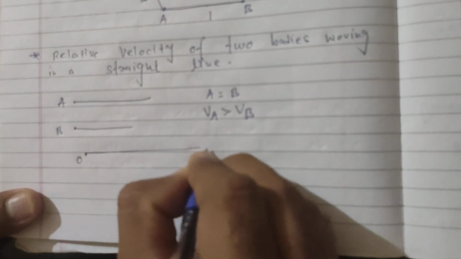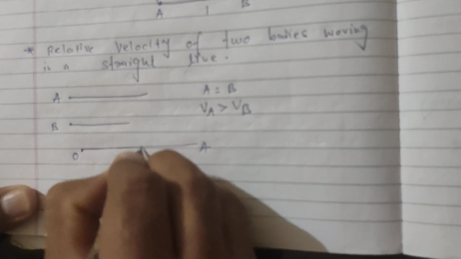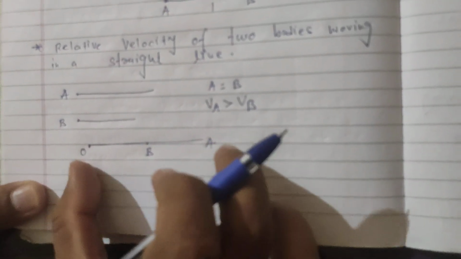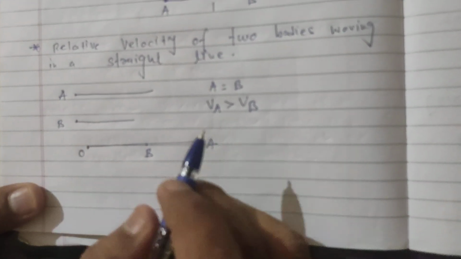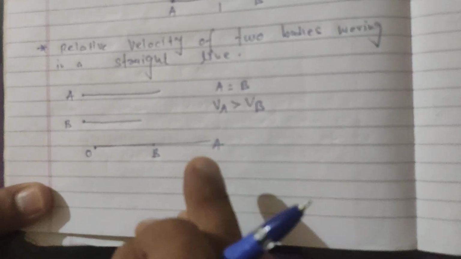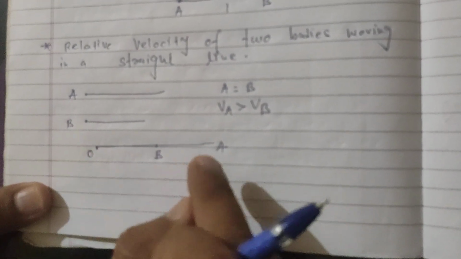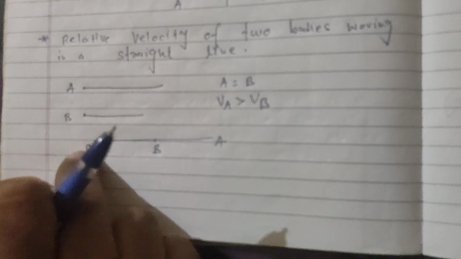We have to consider A. Over here is B. So the relative velocity of A with respect to B, the relative velocity of A with respect to O, and the relative velocity of B with respect to O.